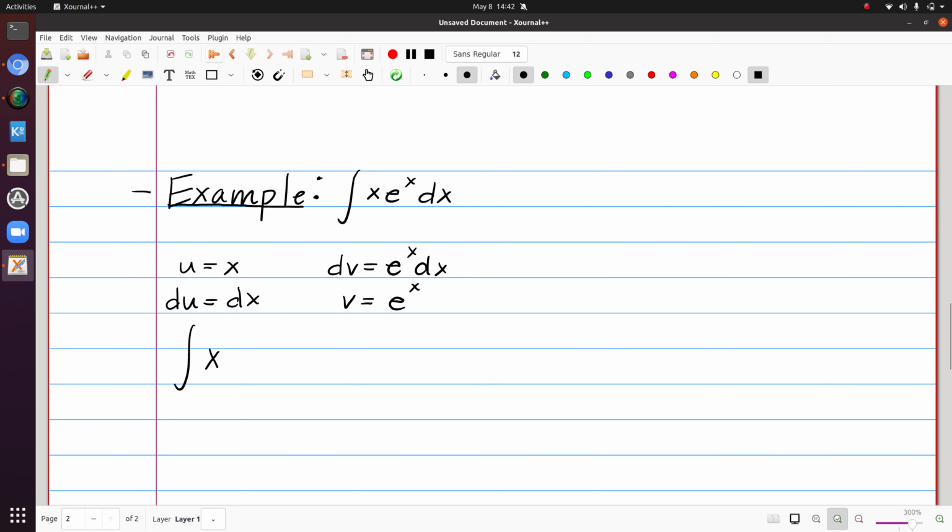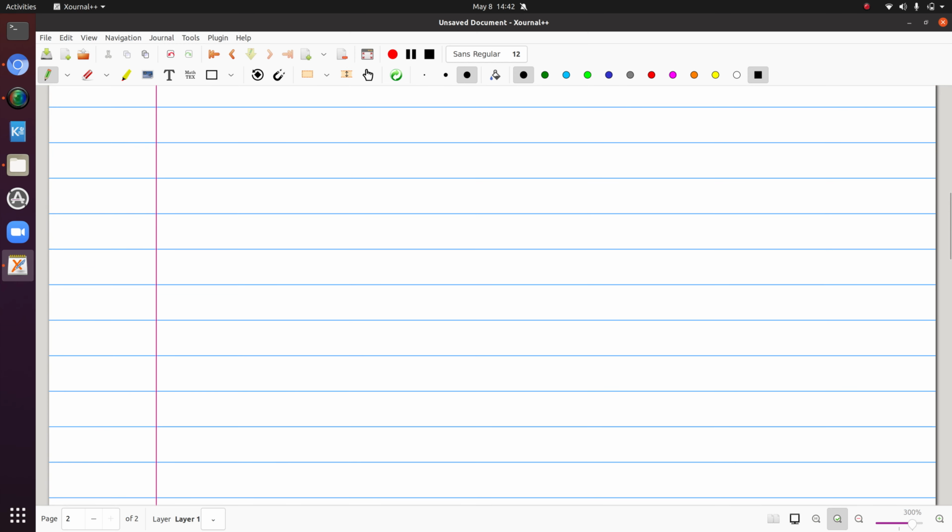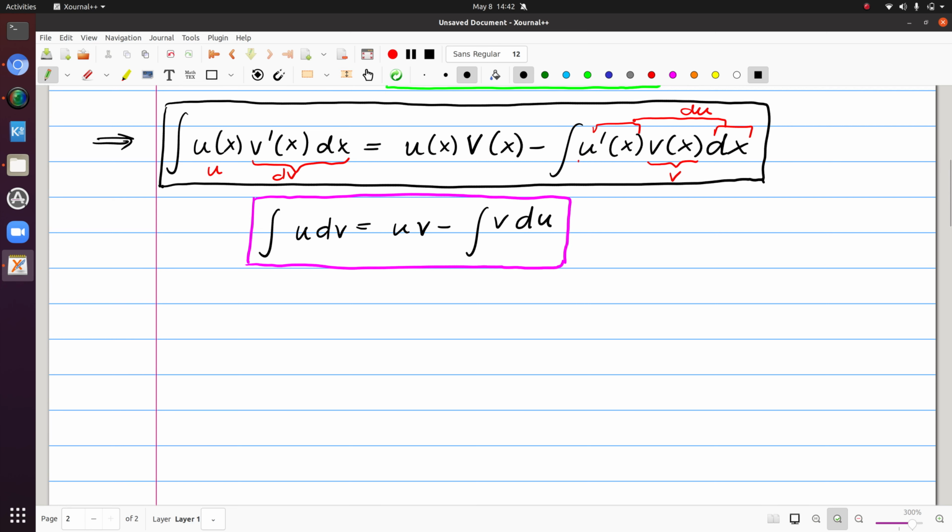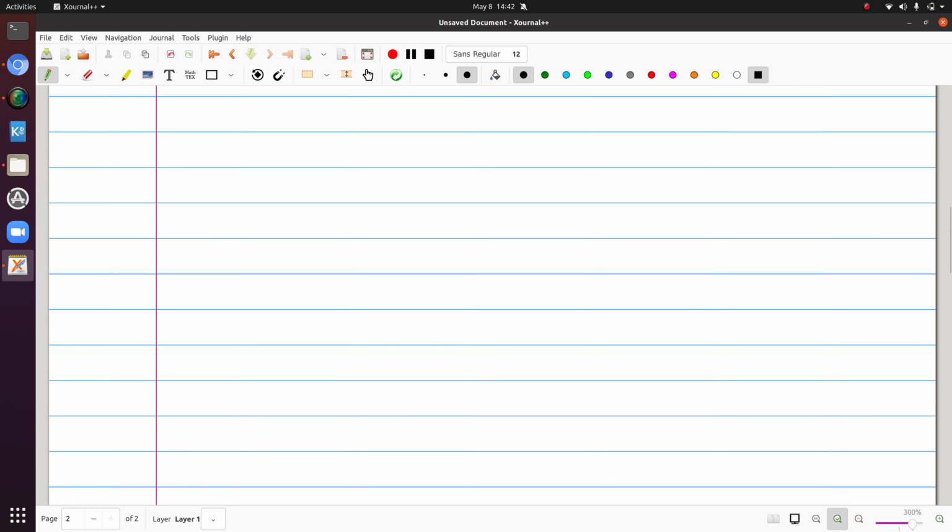So when I'm now trying to rewrite this integral, I start with what I've thought of. Let me write this with a little more space. I'm starting with this, and I've interpreted this as u times dv. And remember what we have in the pink box. What we say this is equal to is u times v minus the integral of v du.